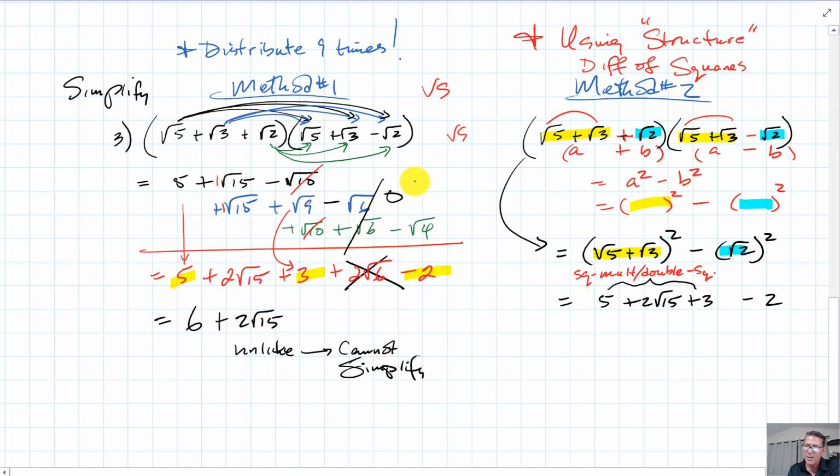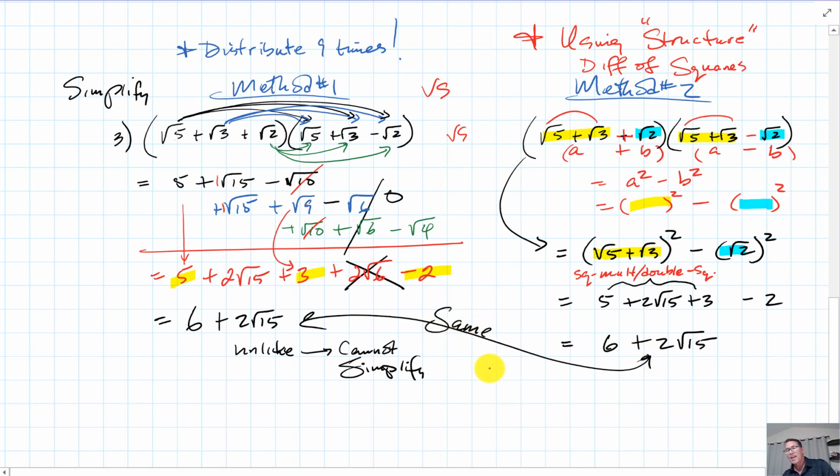Okay? I made a little mistake. I saw that because I did it a different way, and I got a different result. 5 plus 3 is 8, minus 2 is 6, so I get 6 plus 2 root 15, and now these are the same. Okay, now by the way, that is a really good thing that kind of happened right there. So notice that I did it differently, and I got a different result, which should not happen, okay?